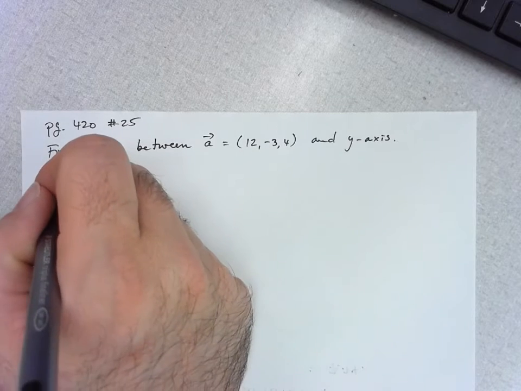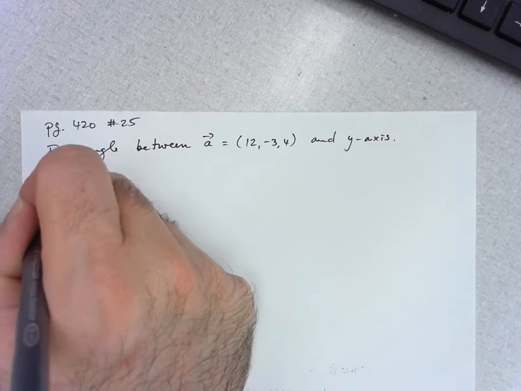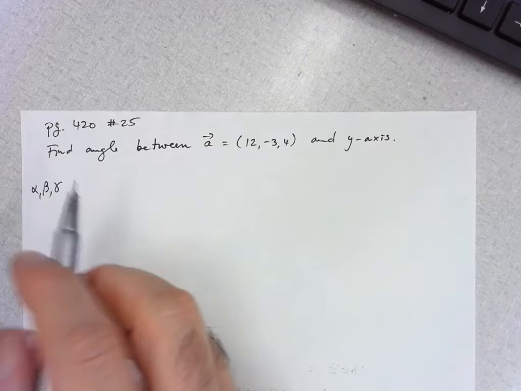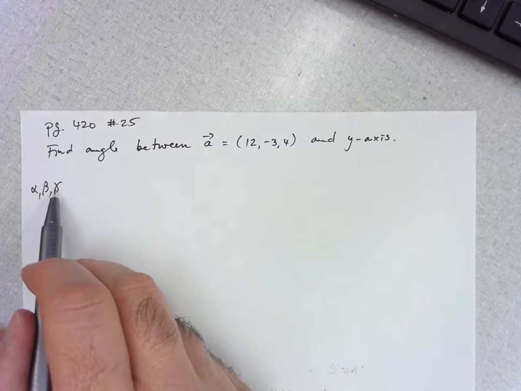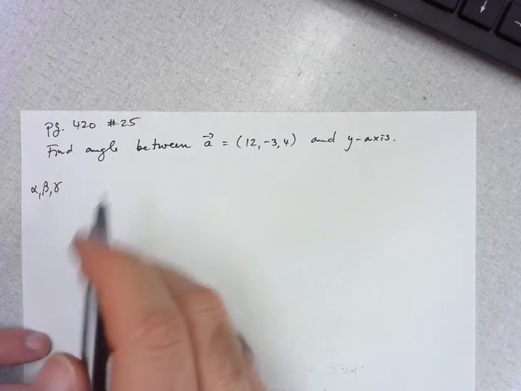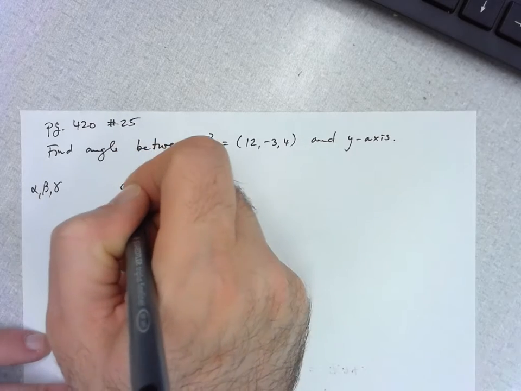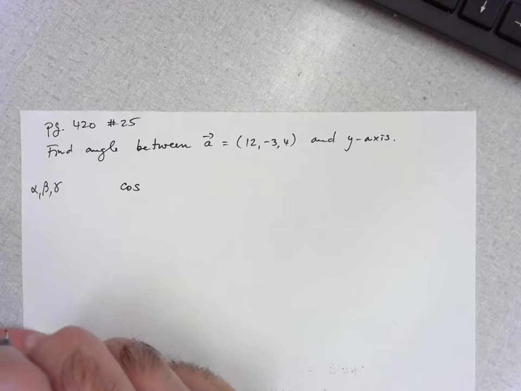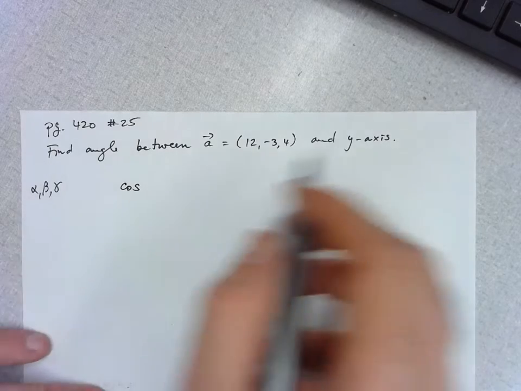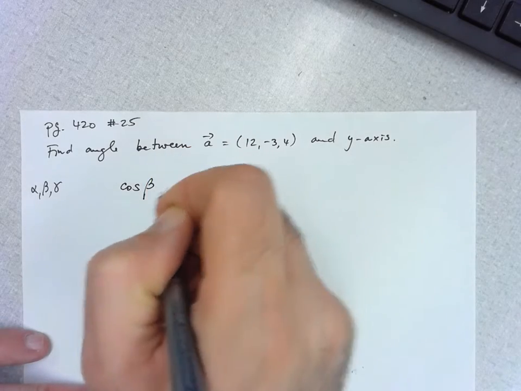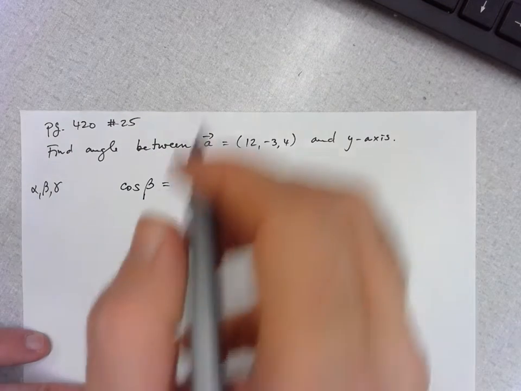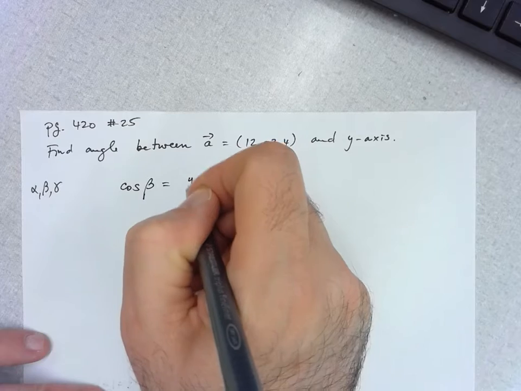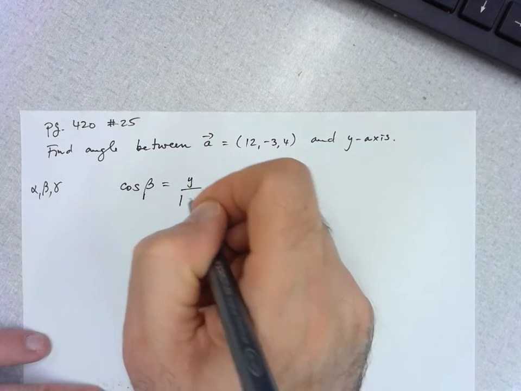So remember that we had alpha, beta, and gamma represent the angles to the x-axis, y-axis, and z-axis. Okay, and we determined that we could use cosine to determine these angles. So if I want to determine the angle to the y-axis, that's the one we call beta. And the way we determine that is with the ratio given by the y component over the magnitude of the vector.